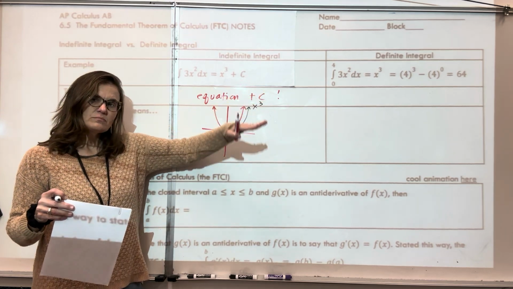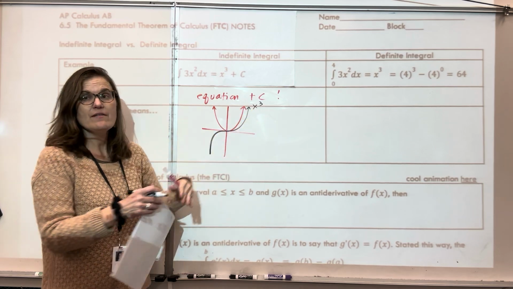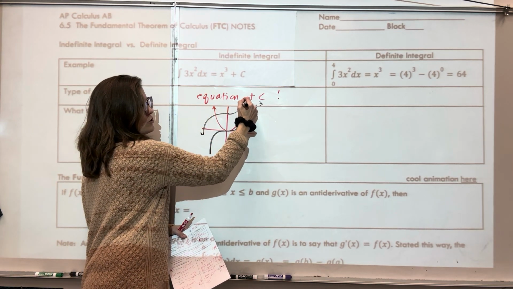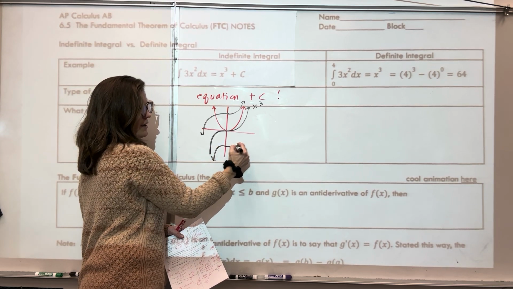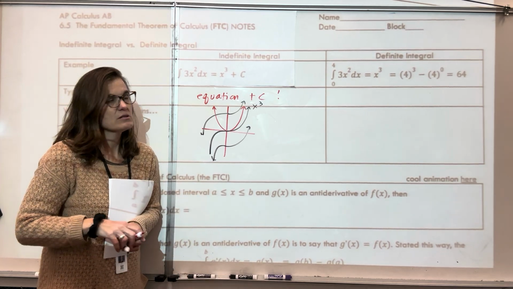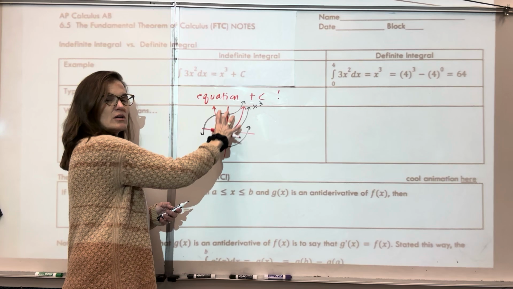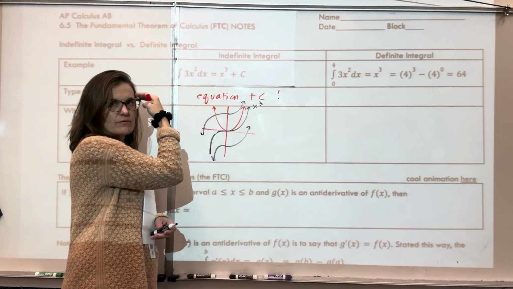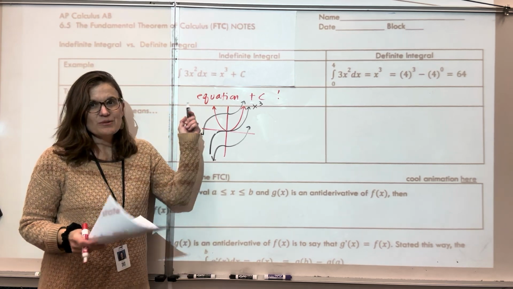And plus c, hopefully you remember, is just a vertical shift. If this was x cubed plus 5, that would shift it up by 5. If it was x cubed minus 3, that would shift it down by 3. So this is what we call a family of functions. All of these x cubed plus c graphs, no matter which one we had, would yield that same derivative graph. So for an indefinite integral, we're just expecting an equation plus c.